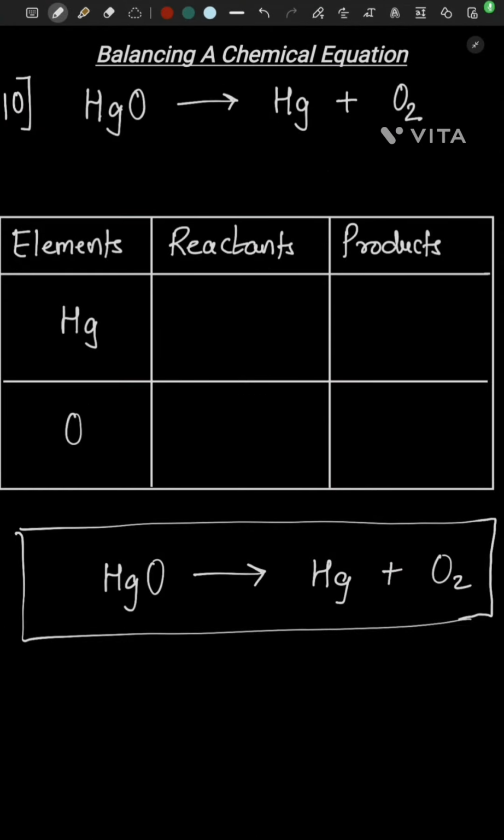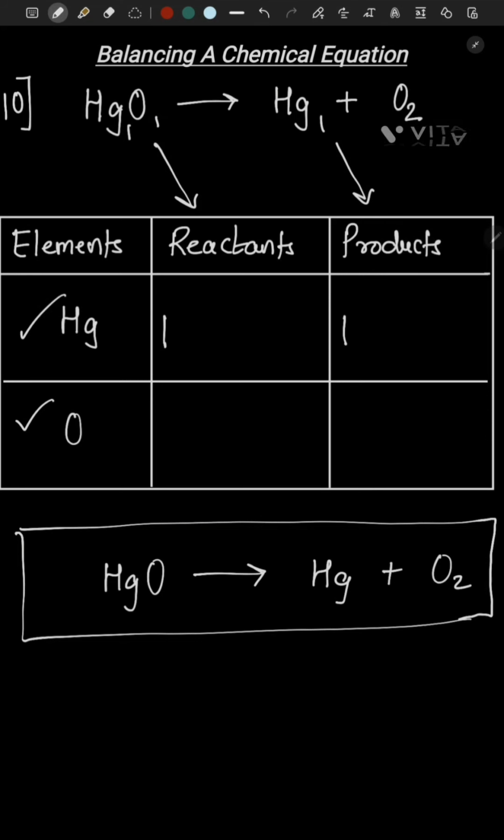Take one more chemical reaction, which is mercuric oxide decomposes to mercury and oxygen. Now let's see whether it is balanced or not. So the element is mercury and the other element is oxygen. On the reactant side, the number of atoms of mercury is 1, so I'll write 1. On the product side, it is also 1, which seems to be balanced.